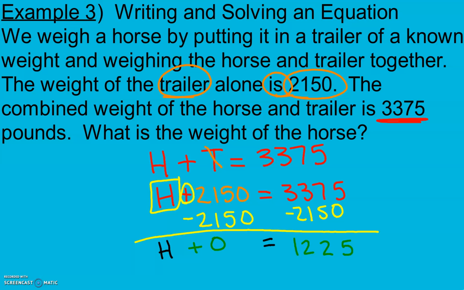And simplify. H plus 0 is just H. So my horse weighs 1,225 pounds.